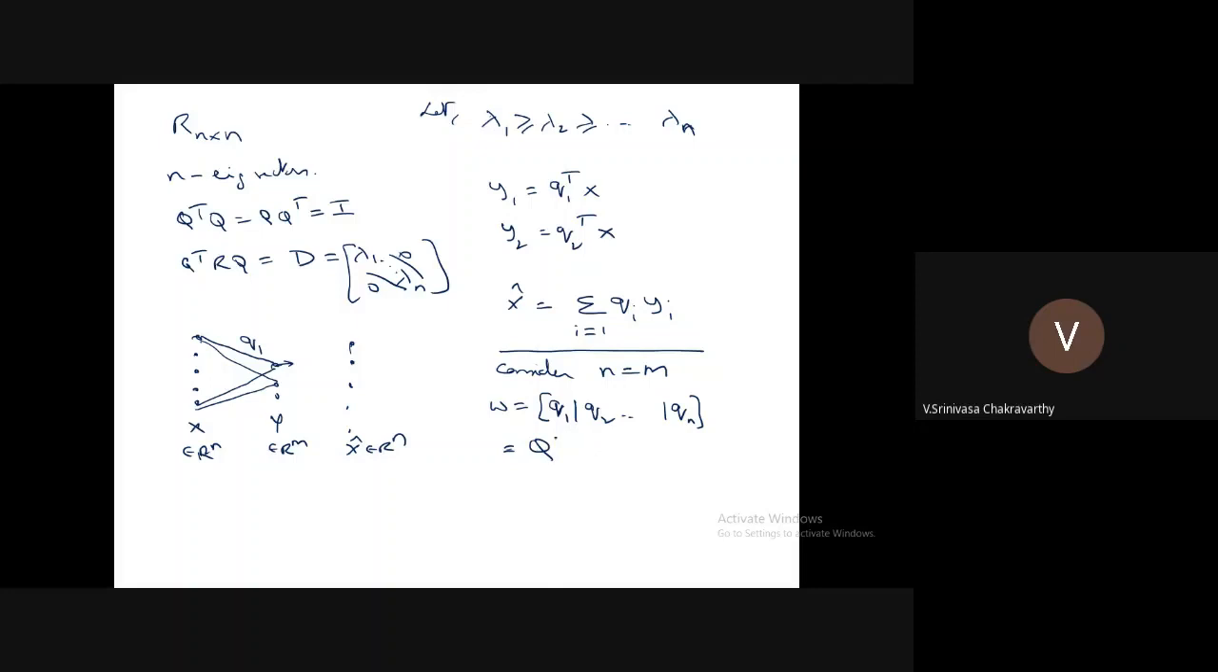Why is that? Because you can easily show that Q transpose Q is equal to I. And why is that? Because Qi transpose Qj is equal to 1 if i is equal to j, because these are all orthogonal, they form an orthogonal system, and we assume they're all unit vectors. And it is equal to 0 if i is not equal to j. Or more generally, you write Qi transpose Qj is equal to this in Kronecker delta notation. So this is called the Kronecker delta.